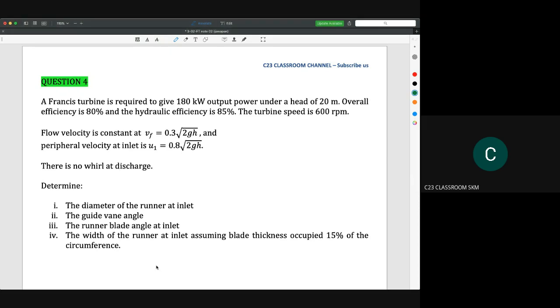Okay, this is question number 4. A Francis turbine is required to give 180 kilowatt output power under a head of 20 meter. Overall efficiency is 80% and hydraulic efficiency is 85%. The turbine speed is 600 RPM.